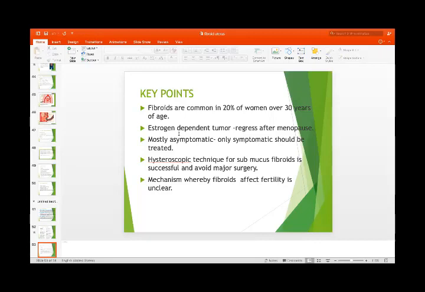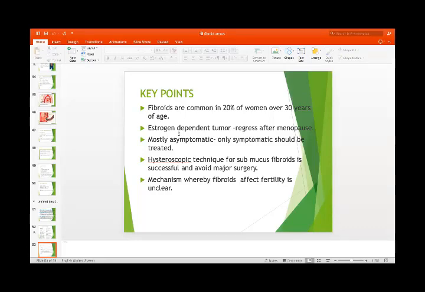and mobile. And if these are multiple fibroids, then it is a multinodular irregular firm mass, which is usually non-tender. If it is a pedunculated submucous fibroid or cervical fibroid, you can see it protruding from the cervix.